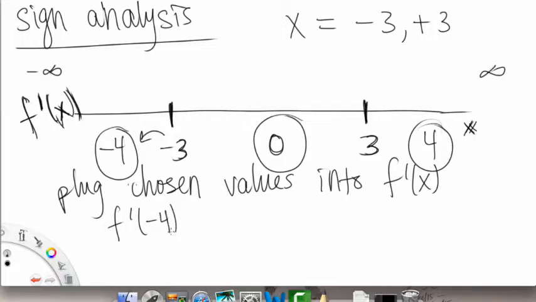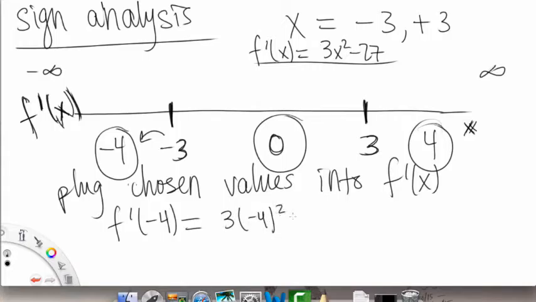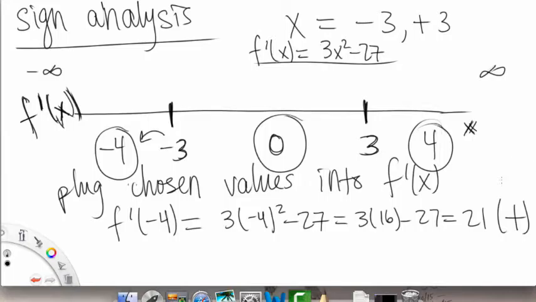So if we do f prime of negative 4, here's a refresher. f prime of x was equal to 3x squared minus 27. So if we plug in a negative 4, we get 3 times negative 4 squared minus 27. So this is going to equal 3 times 16 minus 27, which is 48 minus 27, which is 21. And this is a positive number, and that's the important part. The sign is the most important.